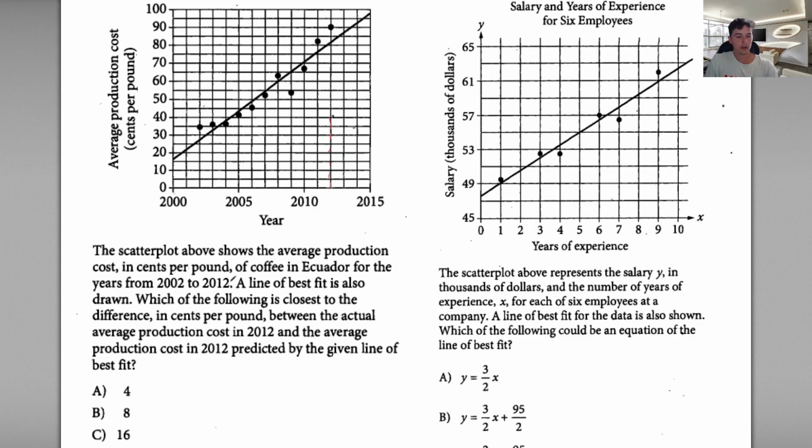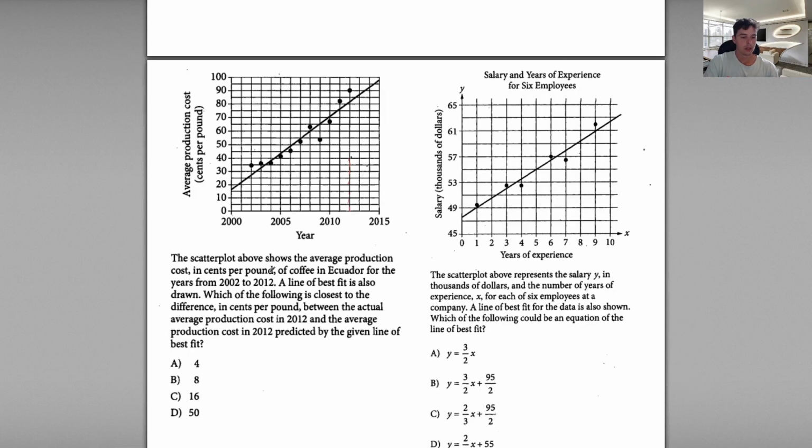All right. Let's see more scatter plots. The scatter plot above shows the average production cost. See, the average production cost in cents per pound per year. So I know what it says, but I'm just reading this just to be sure. But now I don't need to be as concentrated on the intro as I would have been if I didn't know how to read graphs. So the scatter plot above shows the average production cost in cents per pound of coffee in Ecuador for the years from 2002 to 2012. Well, I see it, 2002, so it's around here, to 2012, which is around here.